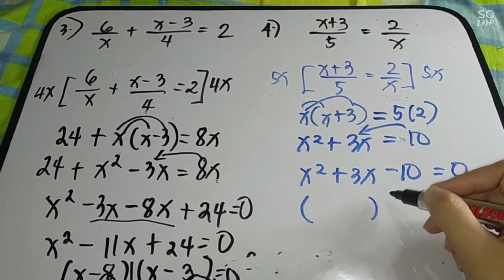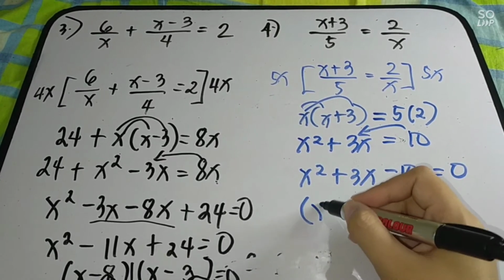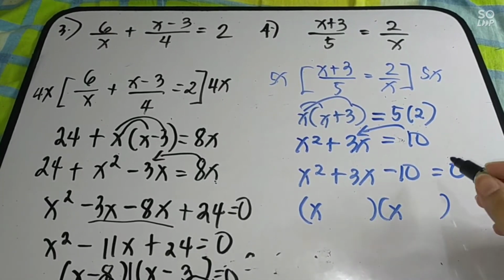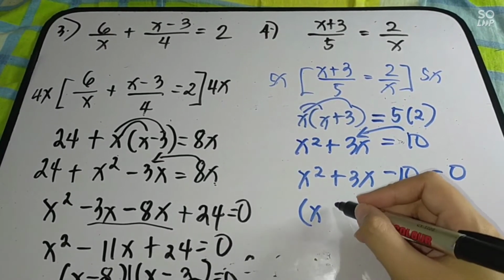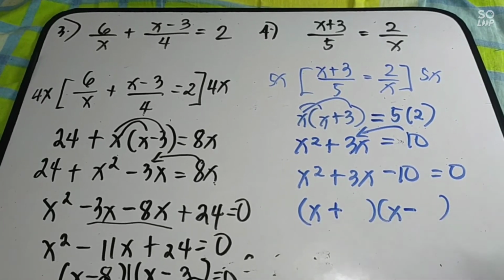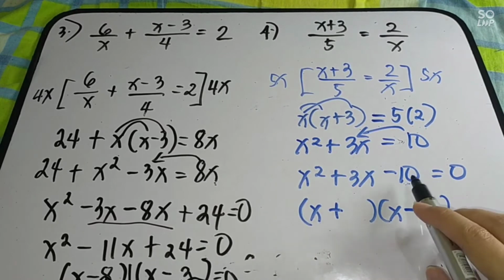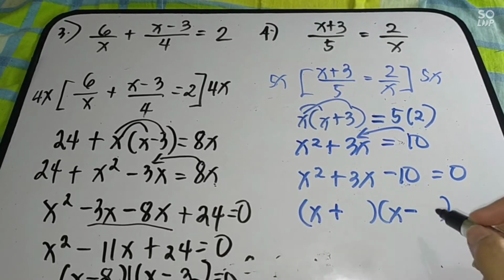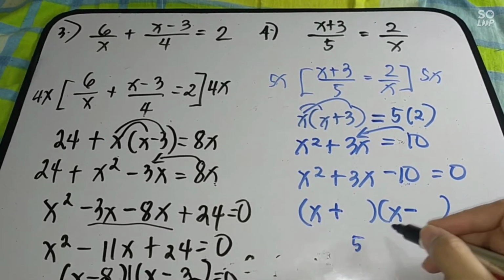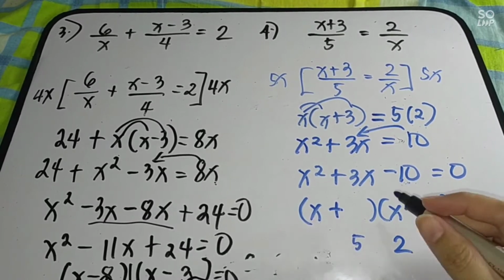Then, let us have factoring ulit. So, you have here x and x. Now, since ito ay negative, therefore, ito dapat ay positive at saka negative. Then, think a number dun sa factors ni 10 na kapag sinubtract mo, the answer is 3. So, obviously, we have 5 and 2. Pag sinubtract mo yan, the answer is 3.